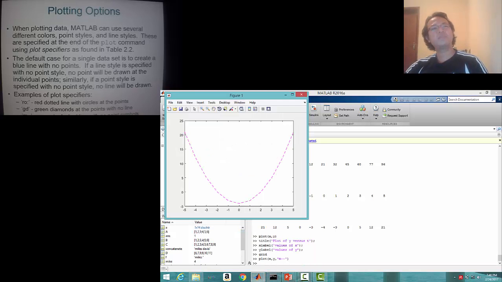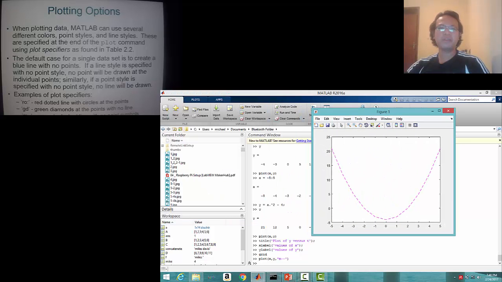Here we go. It's changed. Magenta and then dash line. Okay, with no point symbols. So there are so many options here. You can read it. Like I said, help. And then you can experiment, you can do a lot of things.